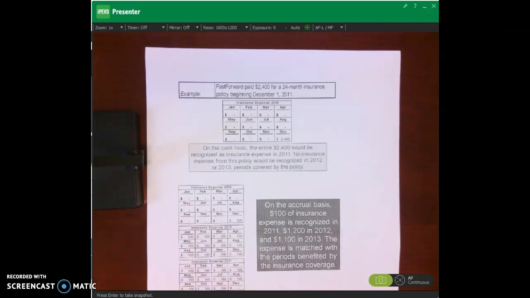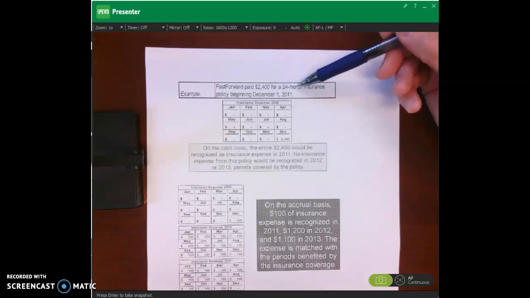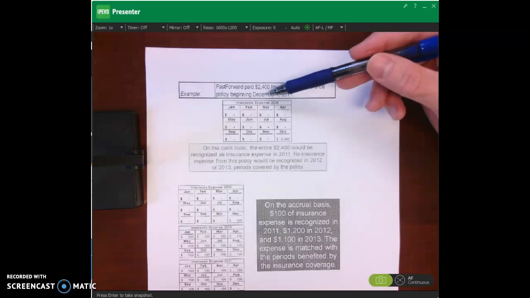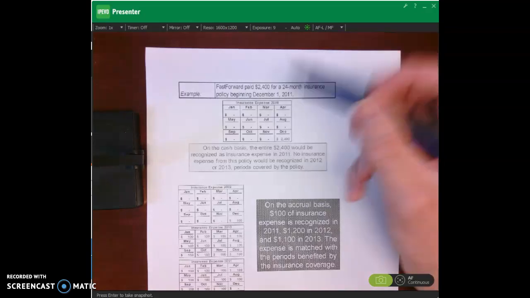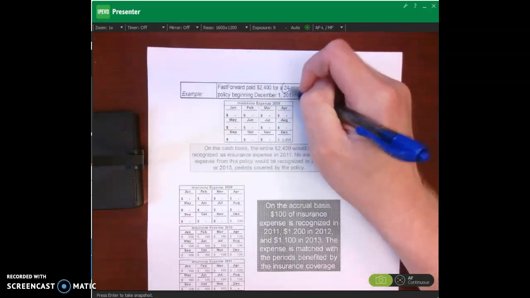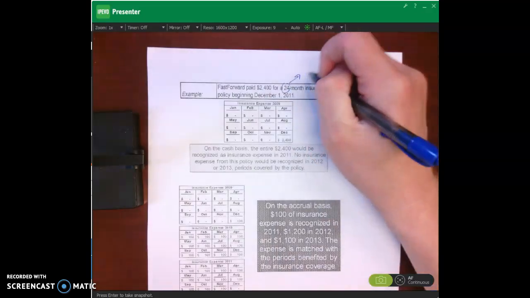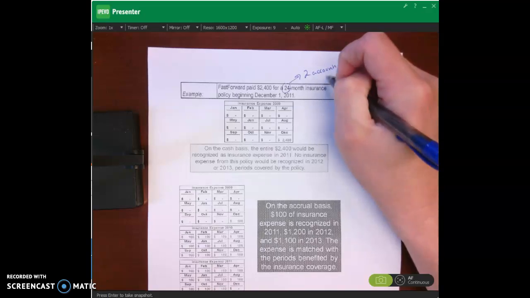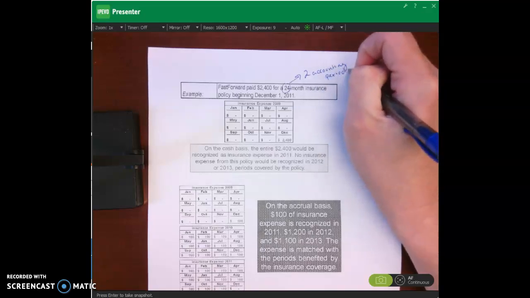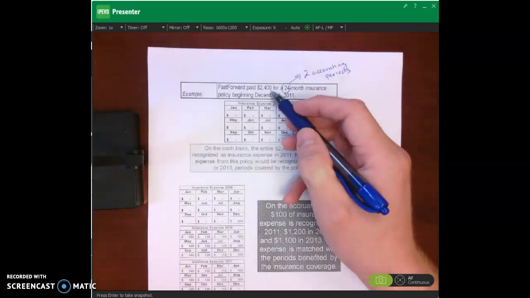So let's say that Fast Forward pays $2,400 for a 24-month insurance policy that begins December 1st, 2011. Take a look at this. This is 2 accounting periods. So they're basically paying insurance for 2 years. They're buying a 2-year insurance policy for $2,400.